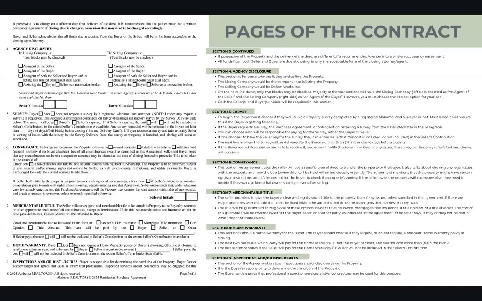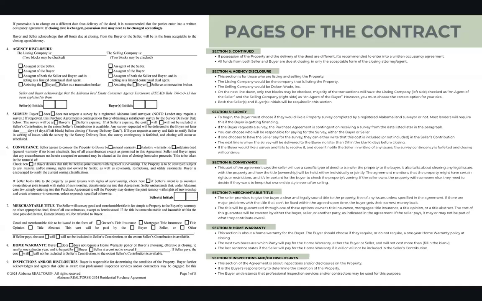And then section 5 is the survey. So to begin, the buyer must choose if they would like a property survey completed by a registered Alabama land surveyor or not. Most lenders will require this if the buyer is getting financing. If the buyer requests a survey, the purchase agreement is contingent on receiving a survey from the date listed later. You can choose who will be responsible for paying for it. Either side can pay.